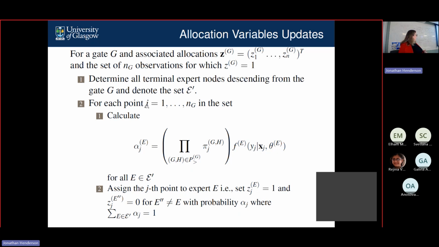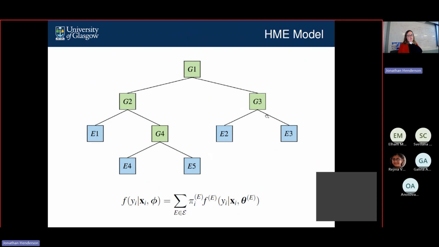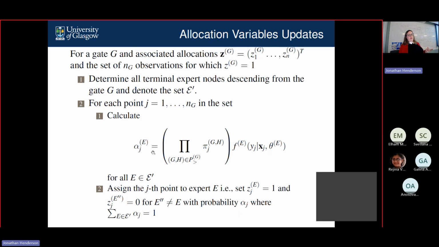For each of those points that falls into that particular gate, we can calculate the probability, for that observation, of being in one of those experts. And that comes back to exactly what we said before. We have a component density for that expert times the product of those path probabilities we had before for everything after that gate G. So if we're looking at gate 3, then we only have to do these two path probabilities. If I'm looking at gate G2, then I have to do about 4 of these things. So this is basically a probability for that observation belonging to that expert. And for each of those, they'll sum to 1. And we can allocate that observation randomly to one of these experts according to those probabilities.